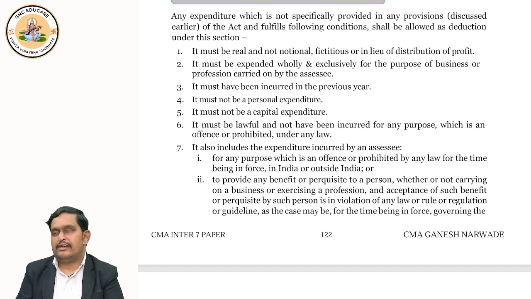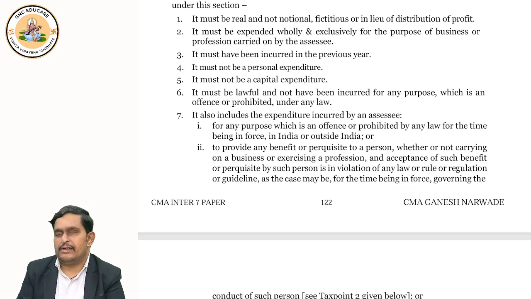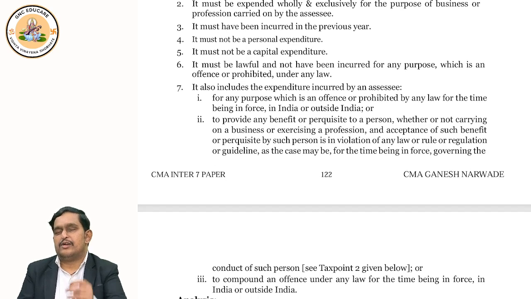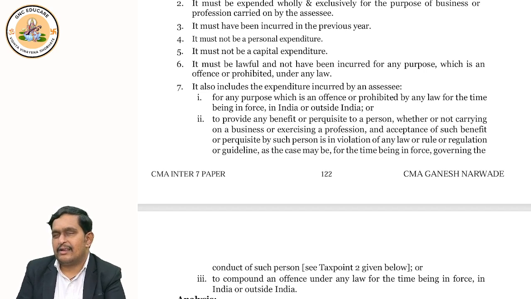Like in your P&L account, you see there are so many expenditures. Like your salaries to staff is there, correct? Salaries to staff may be there, printing and stationery may be there, audit fees will be there, advertisement expenditure may be there, sales promotion expenditure may be there, right? Office miscellaneous expenditures may be there. So what are all these? These are general deductions under section 37.